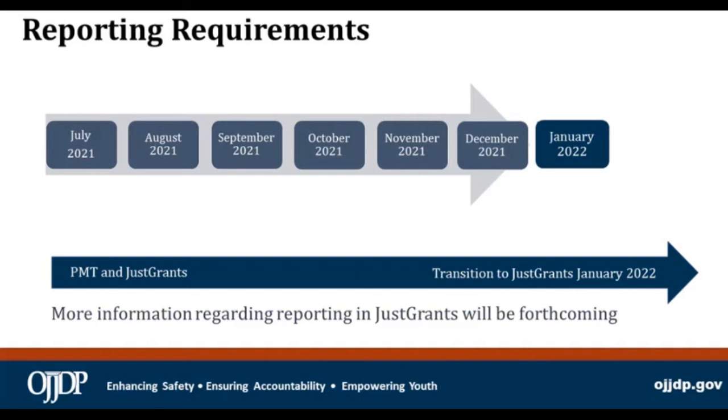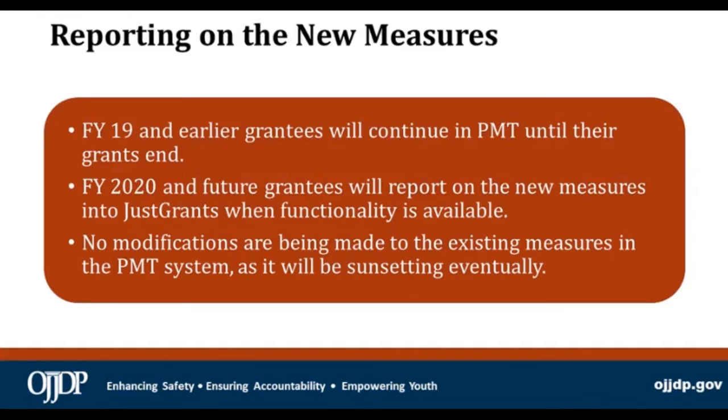If you are a 2019 and earlier grantee, please note that this training is not directed at you, but you are welcome to stay to learn more about the new measures. Regarding the 2020 and future grantees, even though JustGrants does not yet have the functionality to accept data for the new measures, these trainings are being conducted to ensure that you begin tracking data in support of the new measures. Doing so ensures that you can report on your program data once that system functionality becomes available.